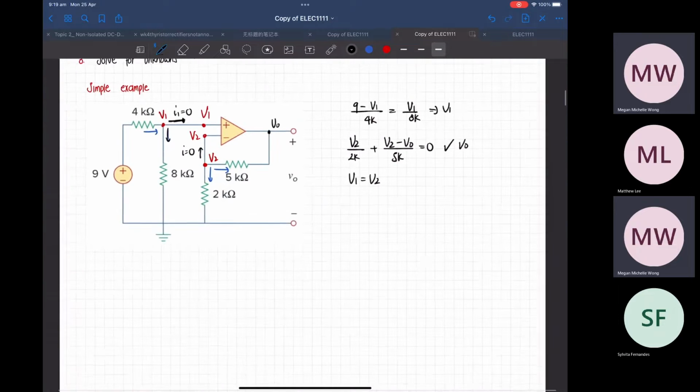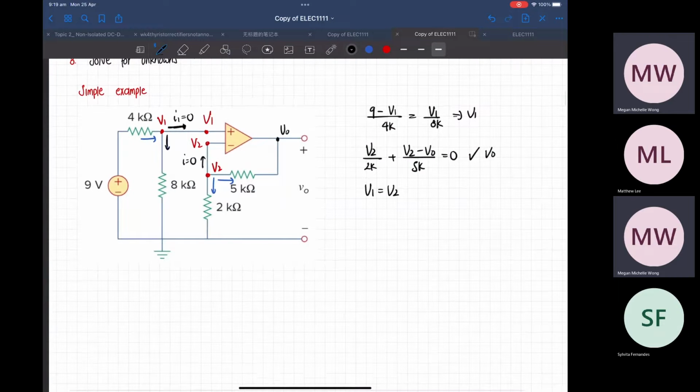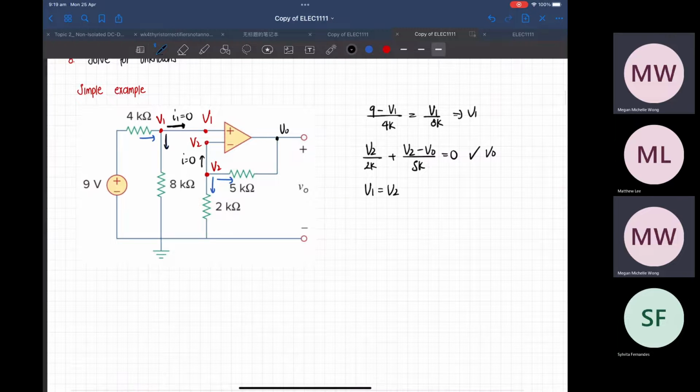It's a pretty big circuit that you see, but it's actually pretty simple to solve. You just need two equations. You have two unknowns. You get the first unknown from the first equation, and then you just solve for Vout.